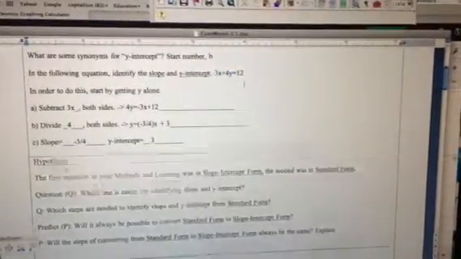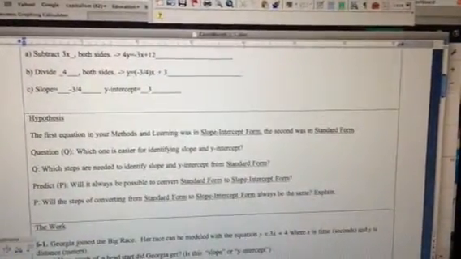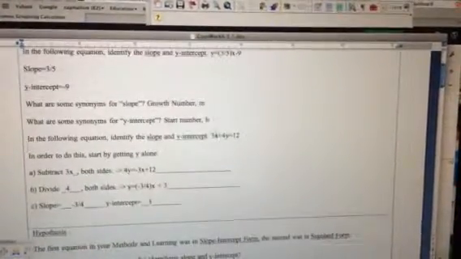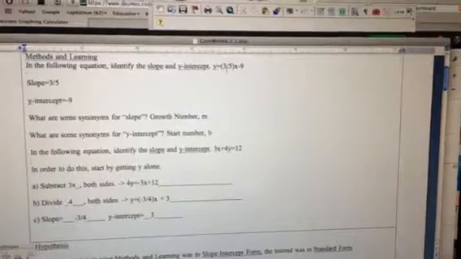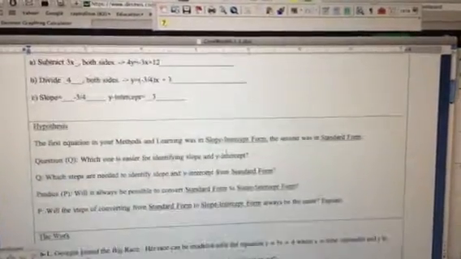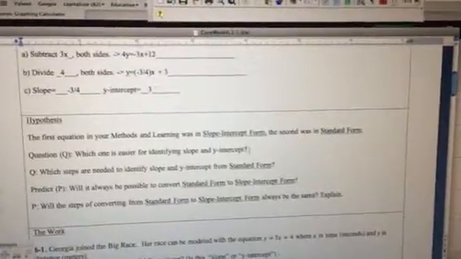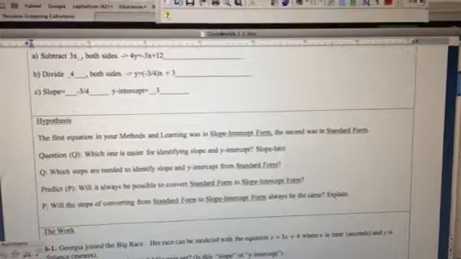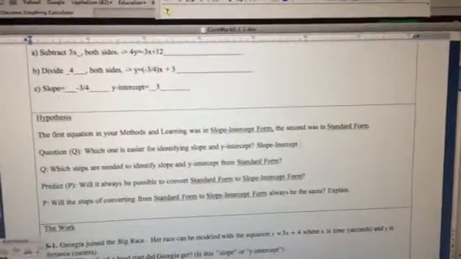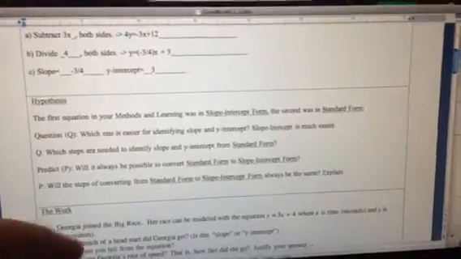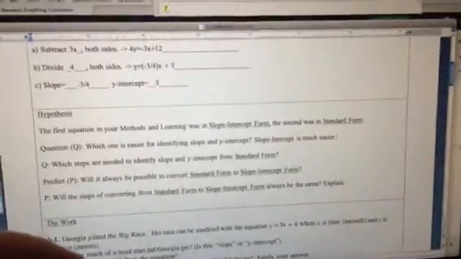Okay, so the first question is actually a very simple question. Which is easier for identifying the slope and y-intercept? Well, of course, the slope-intercept form is really easy, and the standard form is kind of hard. It takes a little work. So it's a very simple question. It's really just to get you to think about it. Slope-intercept is much easier. Okay, next up.